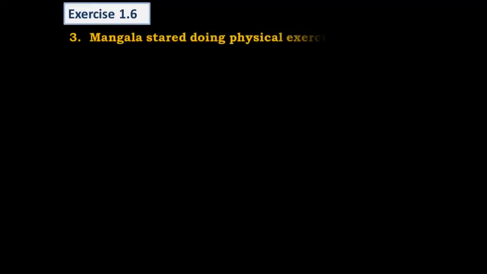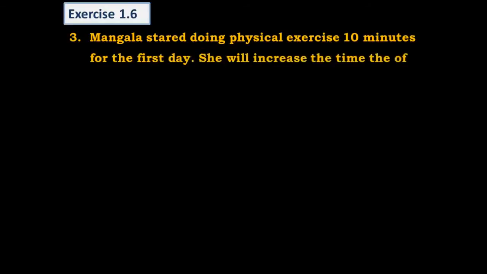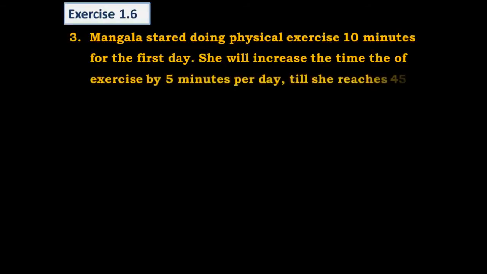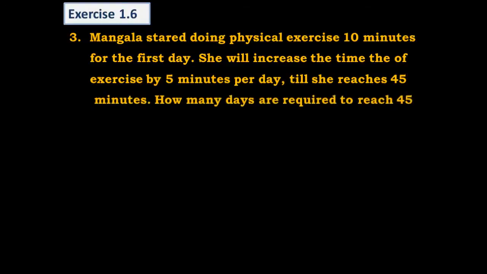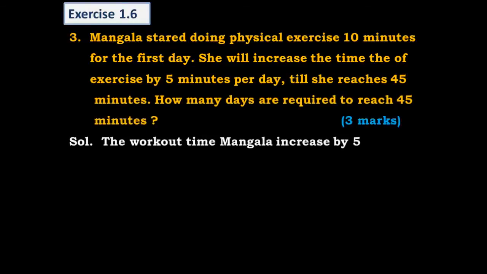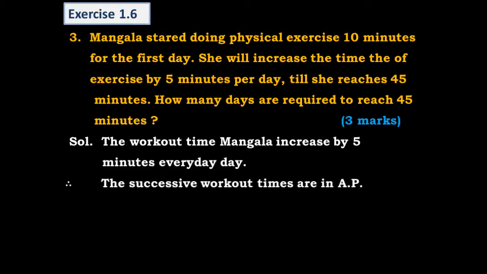Mangala started doing physical exercise, 10 minutes for the first day. She will increase the time of exercise by 5 minutes per day till she reaches 45 minutes. How many days are required to reach the 45 minutes? The workout time by Mangala increases by 5 minutes every day. That means the successive workout time is an AP.